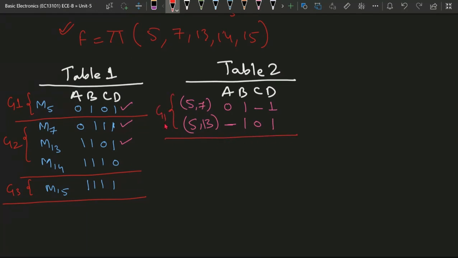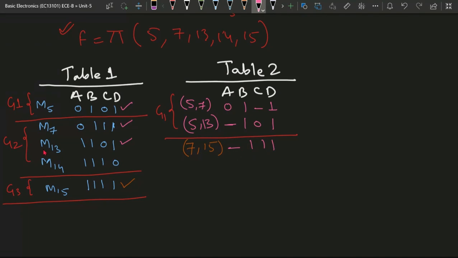For the second table, this is group 1. The next group will be made by comparing the group 2 elements with group 3 elements. So M7 will be compared with M15. Once we compare, the first bit is changing. This is same, this is same, this is same. So only one bit is changing and grouping is possible. So M7 will be grouped with 15. If 7 is grouped with 15, what will be the value? It will be dash 1 1 1.